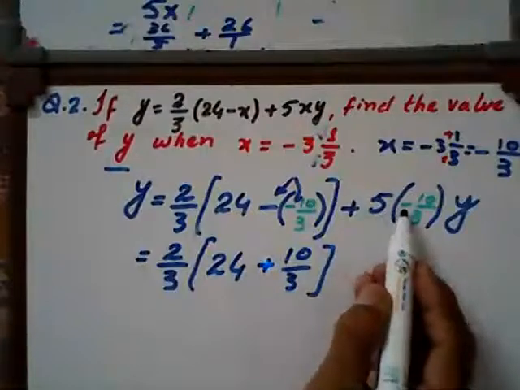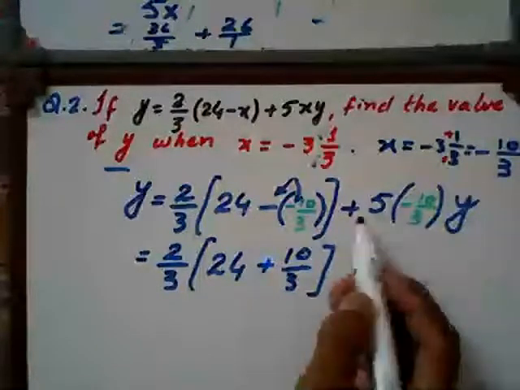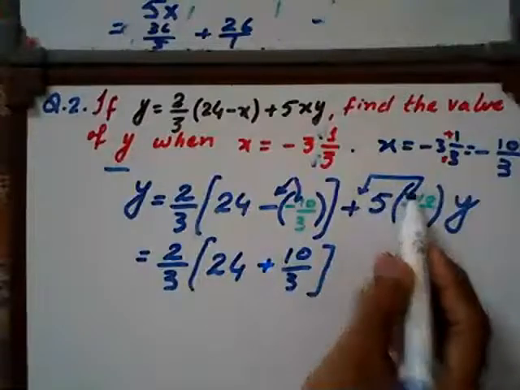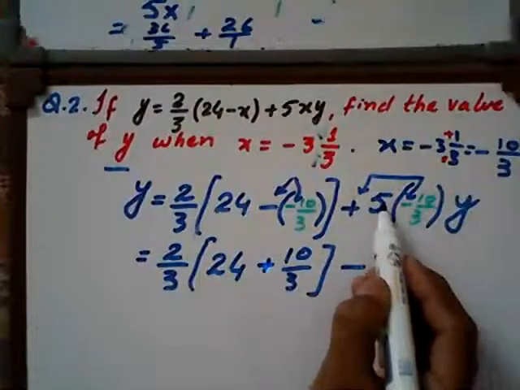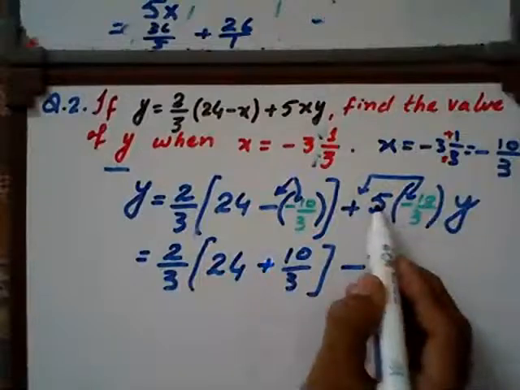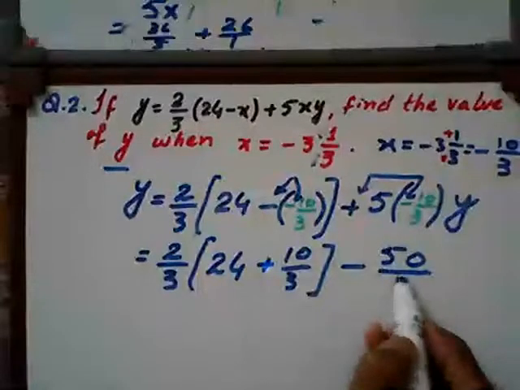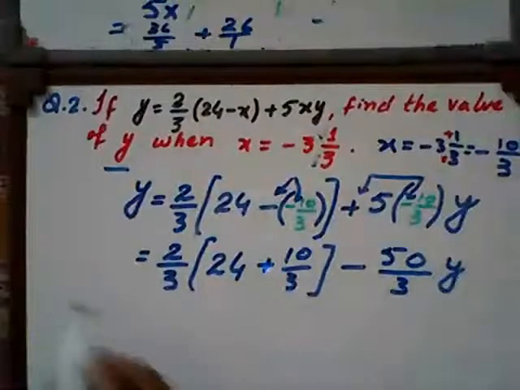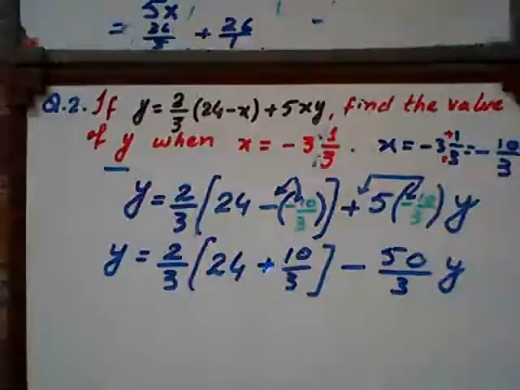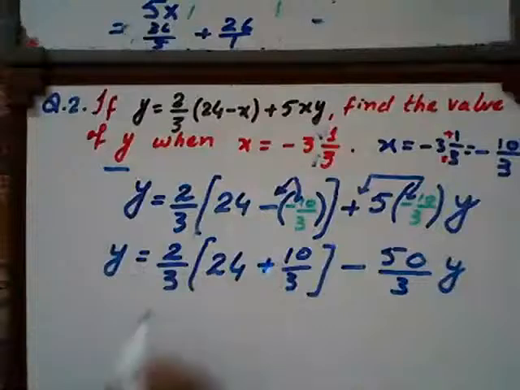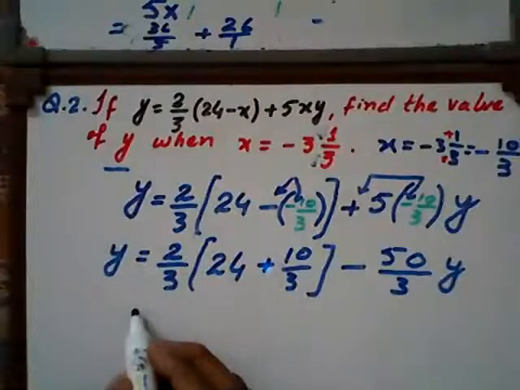Now here again you can see that there's a plus and a minus, so we'll multiply the signs, plus times minus, and it becomes minus, and 10 multiplied by 5 is 50 over 3y. This is the equation of y. Now we will be looking at the numbers. We can see that this could be simplified further. So let's open the bracket.